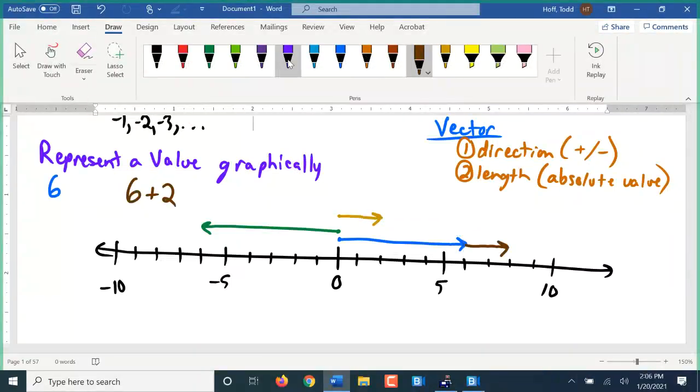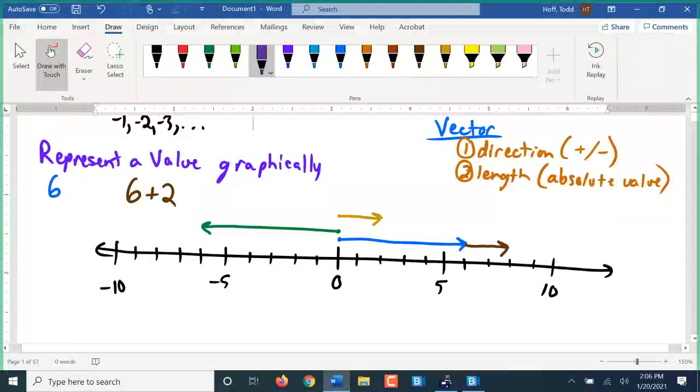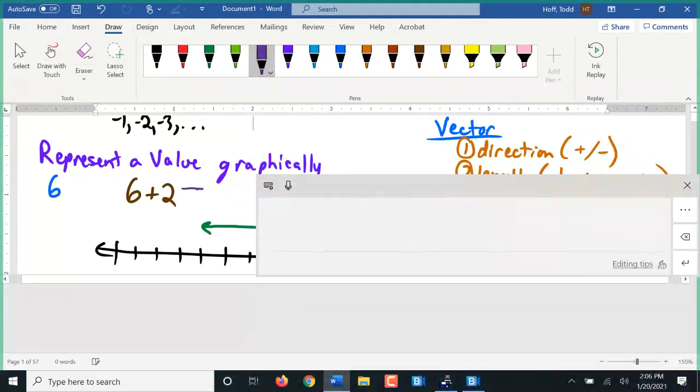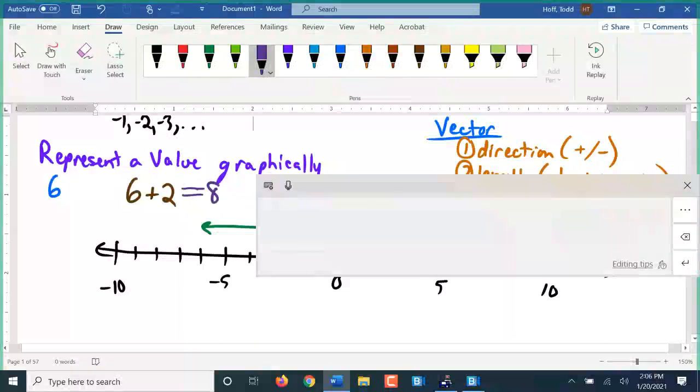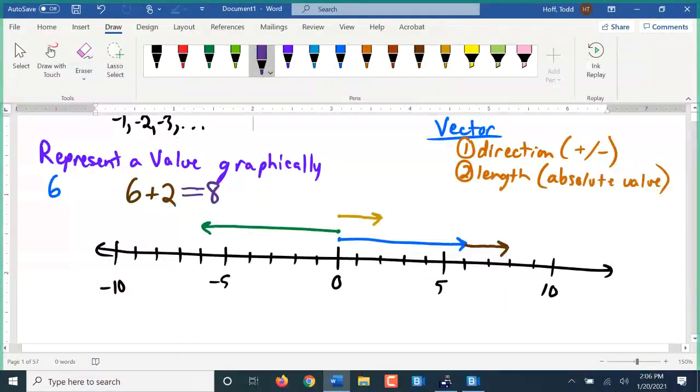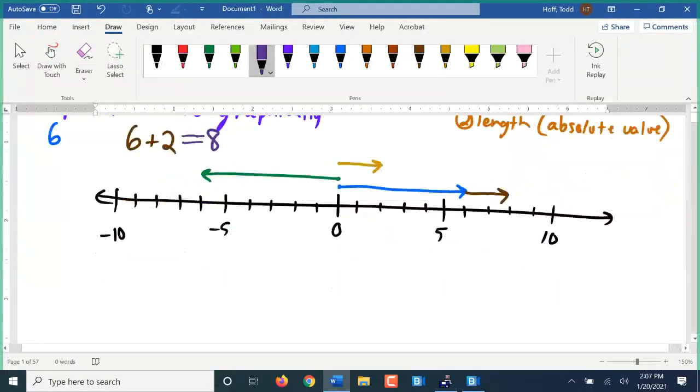And of course, we didn't have to do the vectors to know that 6 plus 2 equals what? 8. Very good. 6 plus 2 equals 8. We knew that without drawing it out. But the vectors illustrate that concept. Well, with positive numbers or whole numbers, we don't need the vector diagram to make it work.